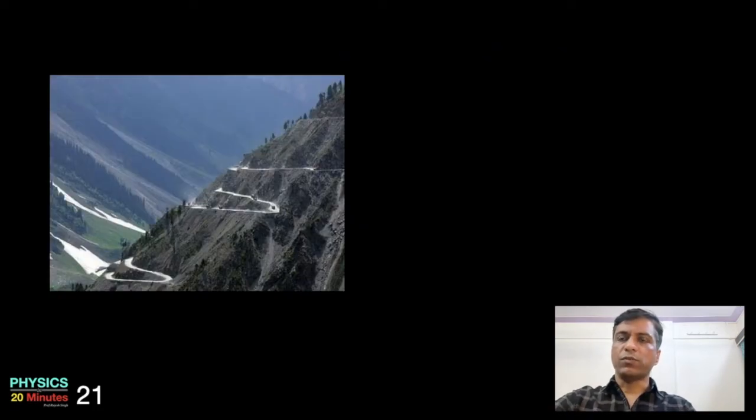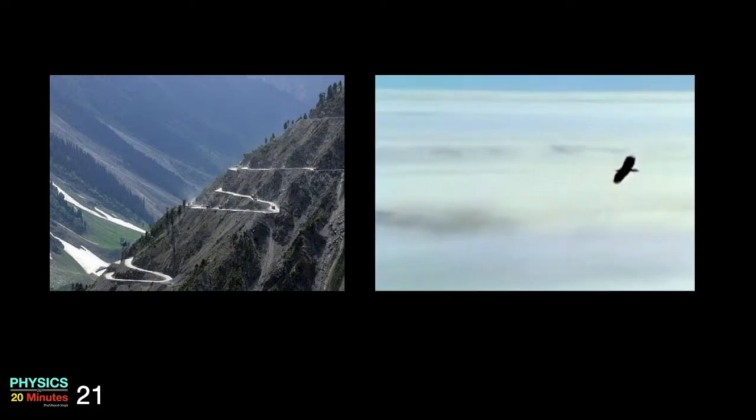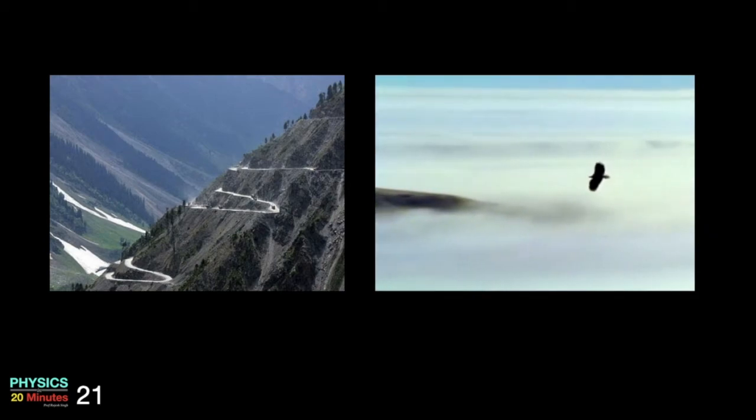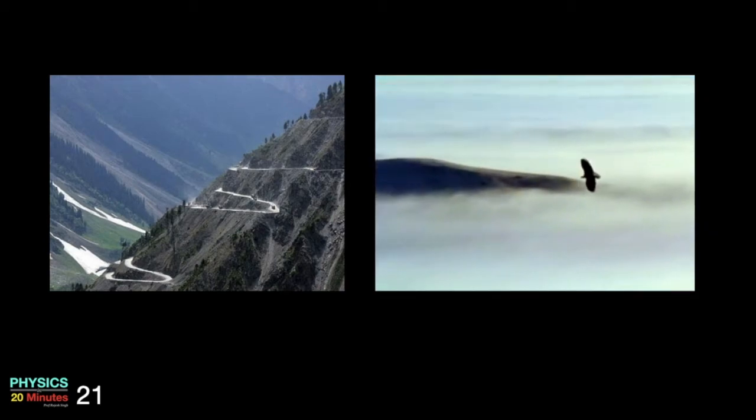In the last three videos we were talking about motion on a straight line, but in real life the motion is not always on a straight line. For example, on this mountainous road, not only do the x and y coordinates change, but the z coordinate also changes as the height changes. Here is another example where a bird takes a flight on a curved path.